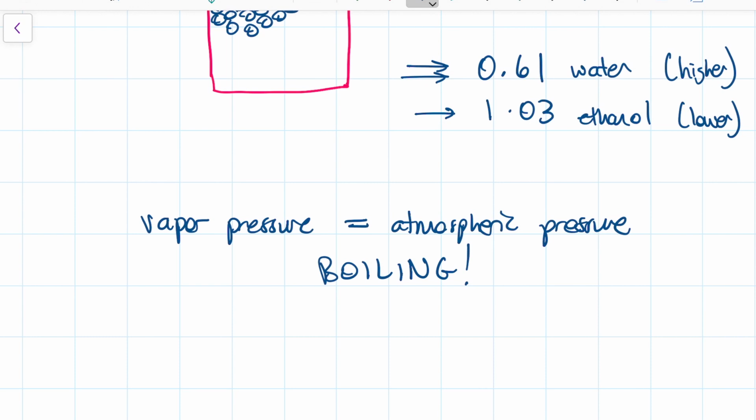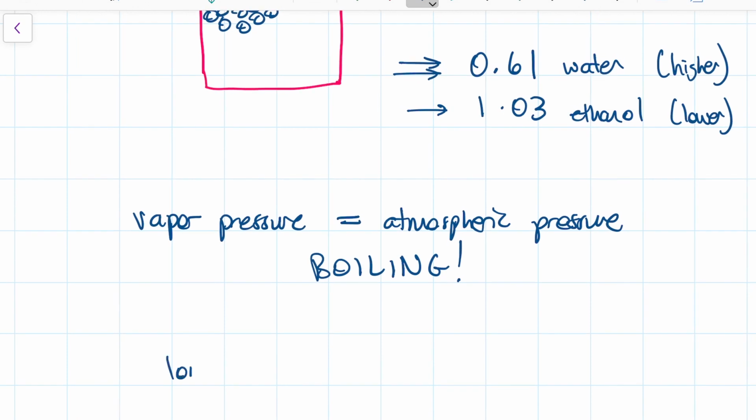So what do you need to remember? Remember, the lower the vapor pressure, you've got to add more heat, the higher the boiling point. The higher the vapor pressure, the lower the boiling point.